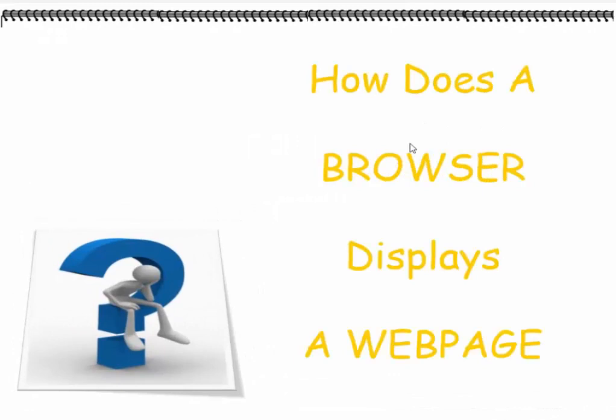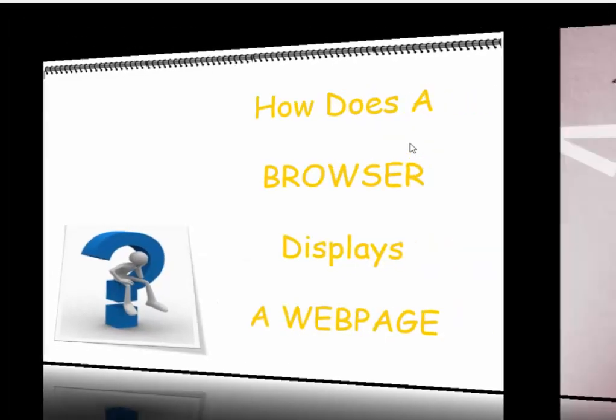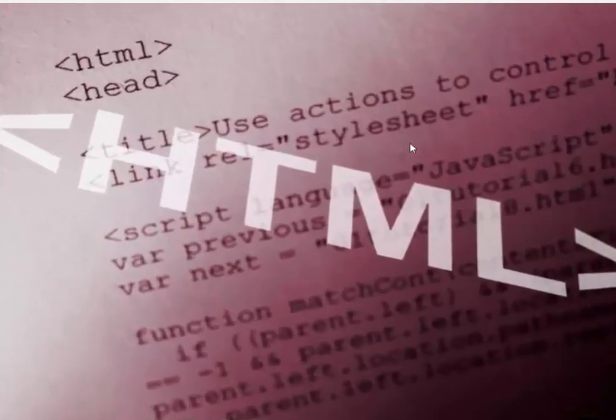Now, how does the browser display the web page? Every web page, like I said, there are billions of web pages on the World Wide Web. Every web page contains instructions on how to be displayed. So when the browser gets a web page, the browser is going to read those instructions, and the browser is going to now know how to display that particular web page.